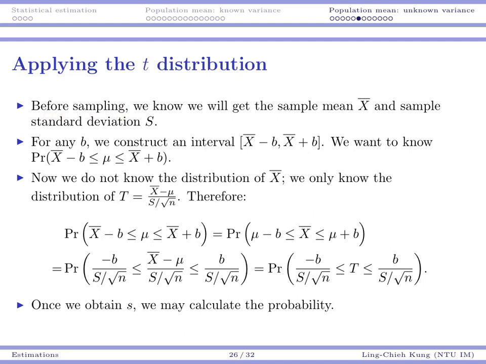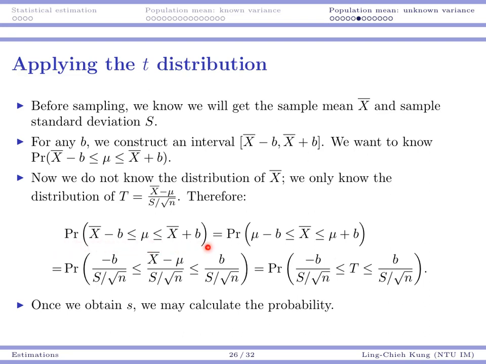So before sampling, we expect to see X bar and capital S. We want to find a small b so that when we construct an interval, we can calculate its probability of hitting or covering the population mean. Everything's the same, except that we now do not know sigma squared. Even though we don't know the distribution of x bar, we know the distribution of this guy. So how may we use this? This is the quantity we want to find.